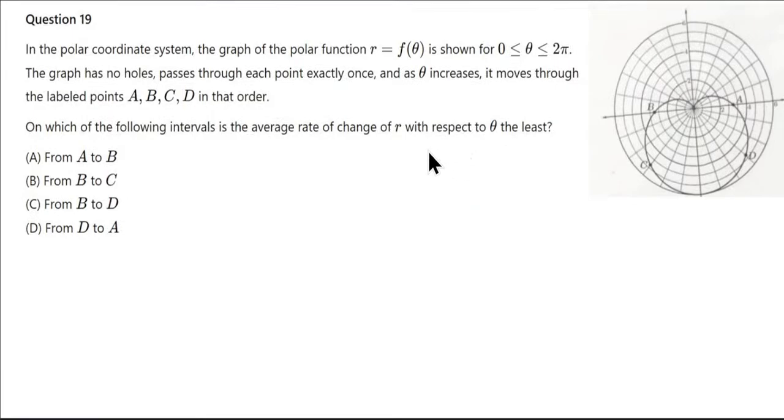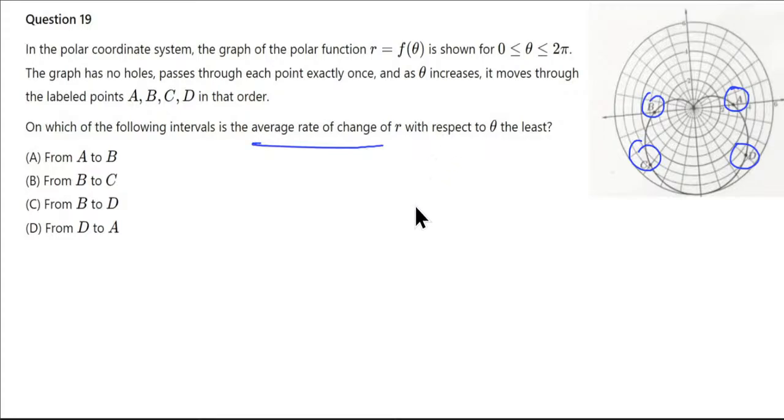The last multiple choice here says that in this polar curve, which is graphed from 0 to 2 pi, there are no holes, and it passes through each point exactly once as theta increases. And it is actually moving in this order, from A to B to C to D. So it is moving in this order with the increasing theta. They are saying that in which of the following cases is the AROC least?